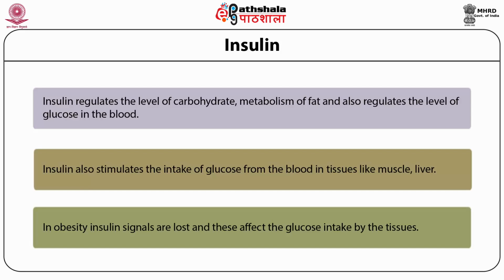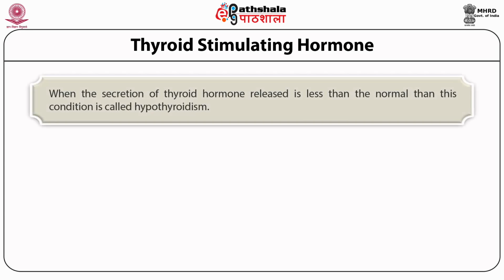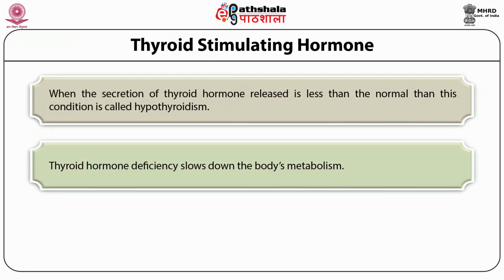This is called insulin resistance. Thyroid stimulating hormone is released by the thyroid gland. When the secretion of thyroid hormone is less than normal, this condition is called hypothyroidism. Thyroid hormone deficiency slows down the body's metabolism.